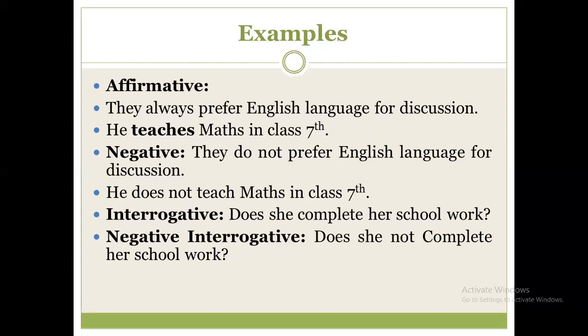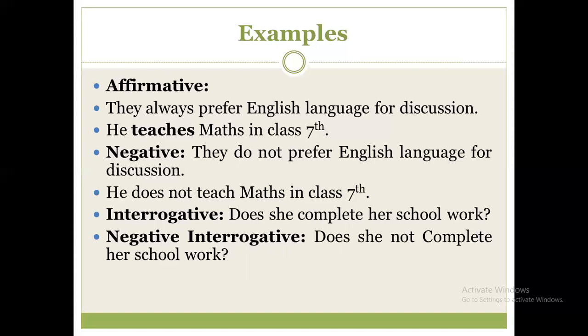Now let's move towards the negative sentences. Example, they do not prefer English language for discussion. It also could happen that there are some students who never prefer English language in their classes, so for those students the sentence could be used. The second sentence is, he doesn't teach maths in English class because he teaches English.